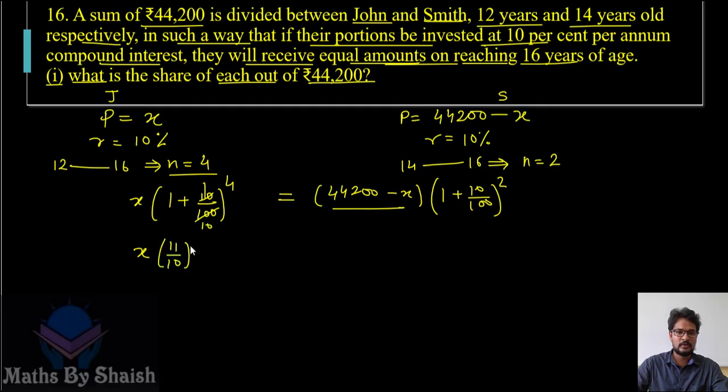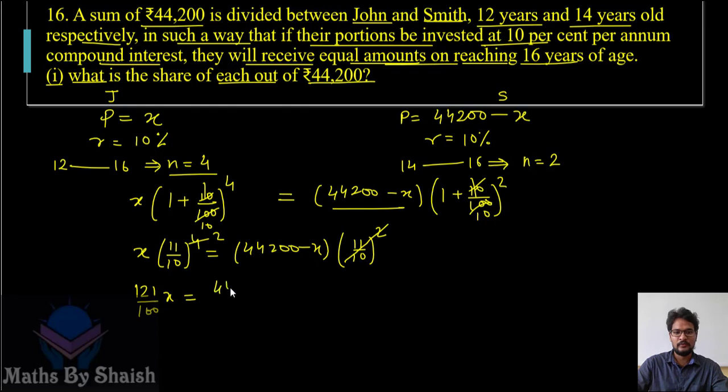11 by 10 to the power 4 equals 44,200 minus X times, this is also 11 by 10 to the power 2. So the power 2 got cancelled from here. We got this as 121 upon 100 X equals 44,200 minus X. So we can transfer X this side.